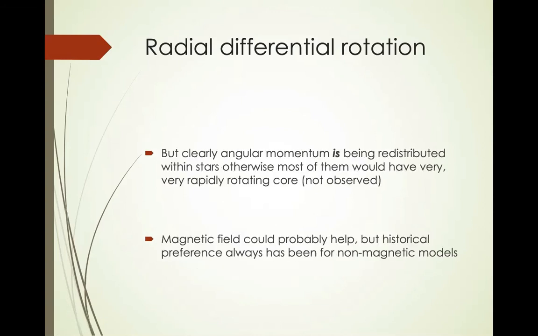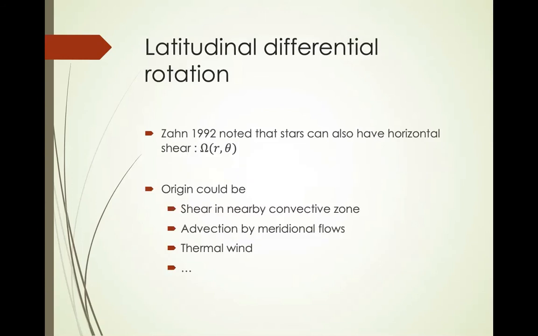But clearly, angular momentum is being redistributed in stars, otherwise most of them would have very rapidly rotating cores, and that's just not observed. Now, of course, magnetic fields could probably help. But historically, in stellar astrophysics, people usually shy away from using magnetic fields, and the preference has always been for non-magnetic stellar evolution models. This is changing, thankfully, but for the story I'm going to tell today, we're going to continue to ignore magnetic fields. Which brings me to Zahn's model in 92.